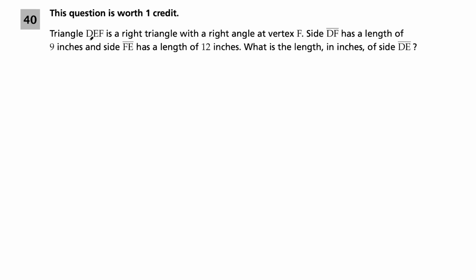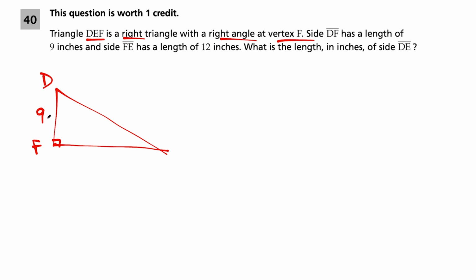Question 40, we have triangle DEF. It's a right triangle with the right angle at vertex F. So the first thing I'll do is draw out a right triangle, and I'm going to label the right angle with the letter F. So there's our right angle over here. And we're told side DF has a length of 9 inches. So we'll call this over here DF. It has a length of 9 inches.